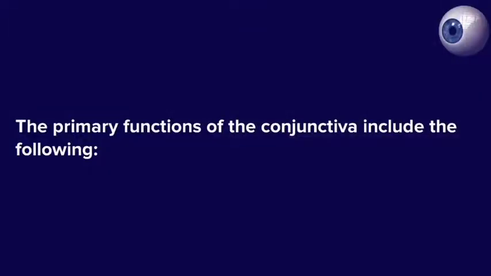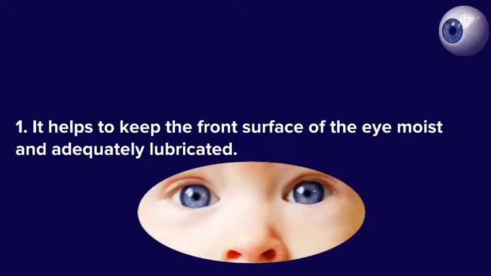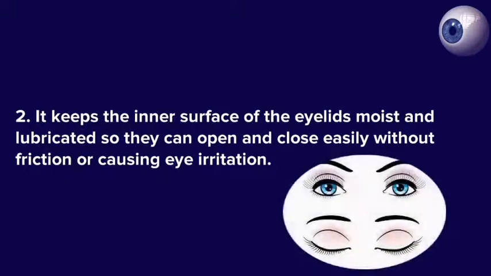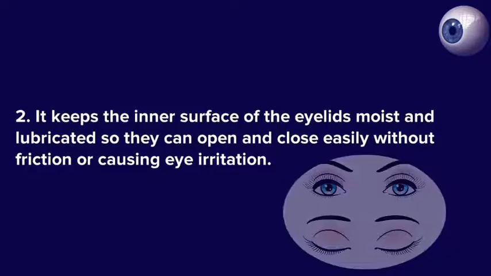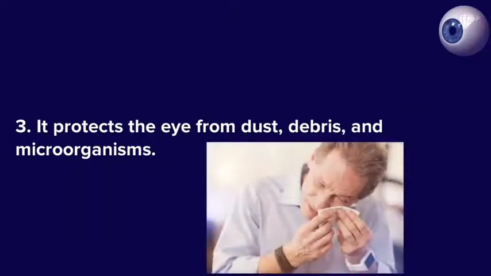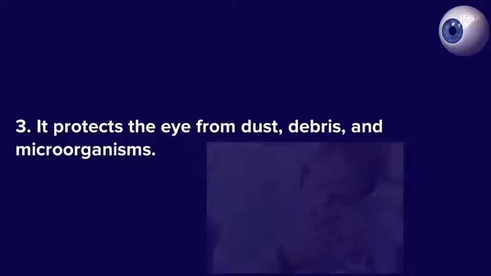The primary functions of the conjunctiva include the following. 1. It helps to keep the front surface of the eye moist and adequately lubricated. 2. It keeps the inner surface of the eyelids moist and lubricated so they can open and close easily without friction or causing eye irritation. 3. It protects the eye from dust, debris, and microorganisms.